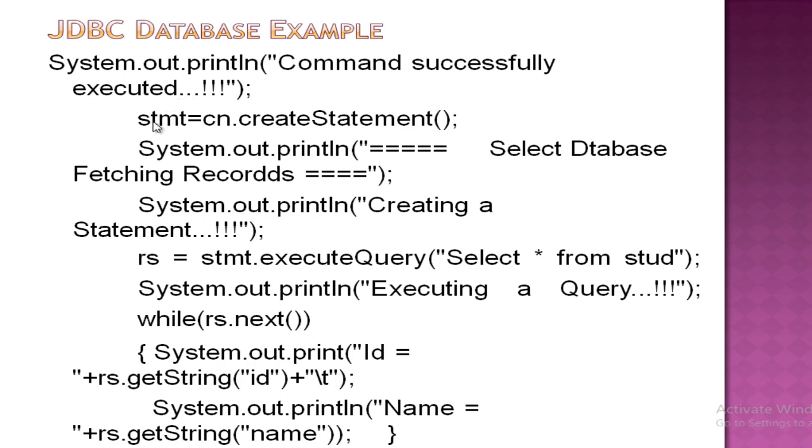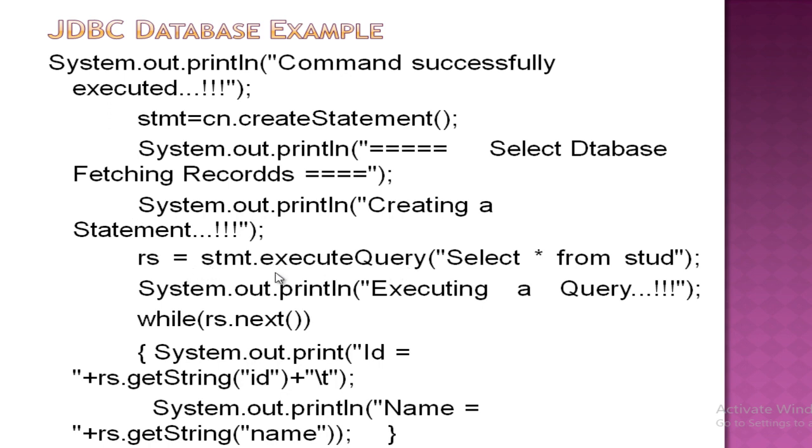Now we have to make an object of stmt. We have already made the Statement. So Statement stmt equal to cn.createStatement. The createStatement method is used to write a query or any statement. So here System.out.println "Select database fetching records". Now System.out.println "Creating a statement". So rs, the ResultSet object, and stmt.executeQuery.